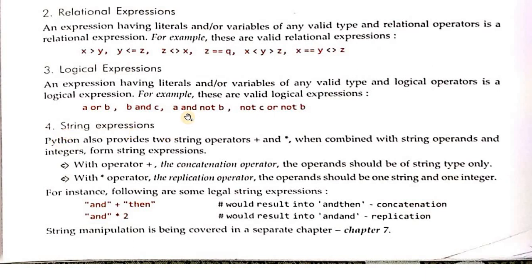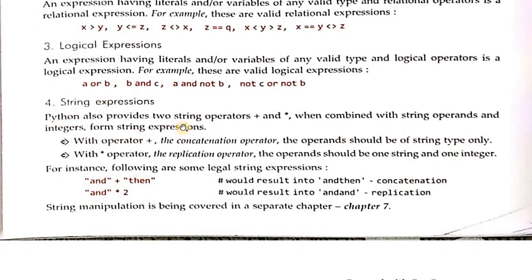Look at here, string expression. Python also provides two string operators, addition and multiplication. These two operators are used with the string expression, and when they combine with string operands and integers they form a string expression. The plus operator is the concatenation operator, and the operands should be of string type only. Plus is called the concatenation operator and the asterisk is called the replication operator.